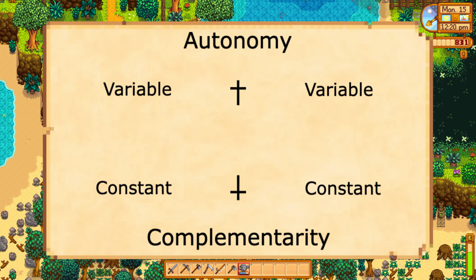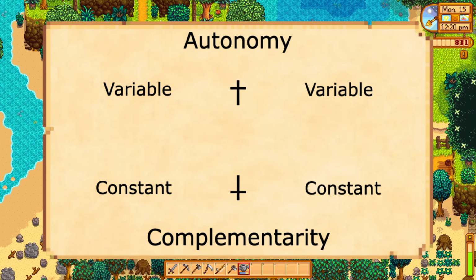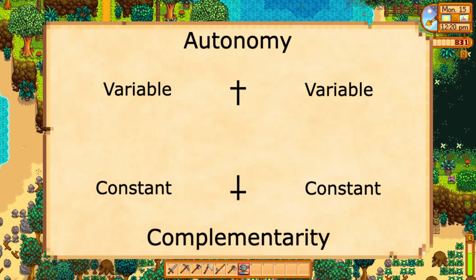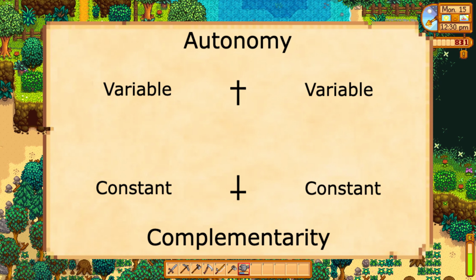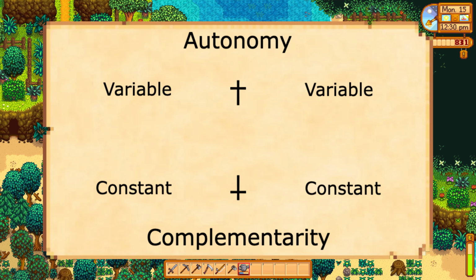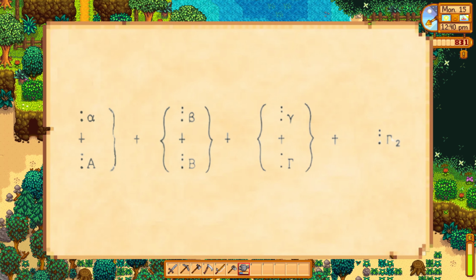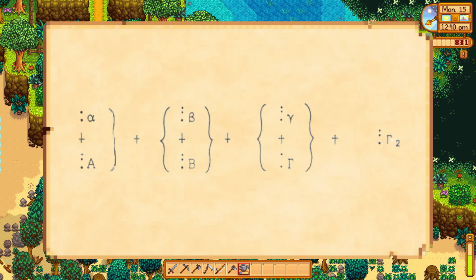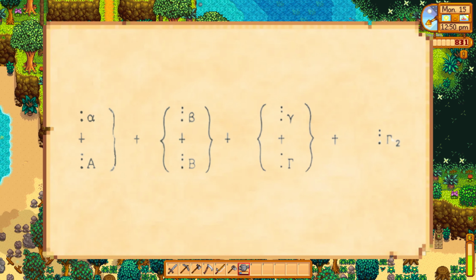This is why Hjelmslev offers the functions of complementarity, marked with an upside-down cross, and autonomy, symbolized by a regular cross, corresponding to solidarity and combination, respectively. This is useful to us because it makes it possible to examine the functions between partments, our dimensional participants themselves.